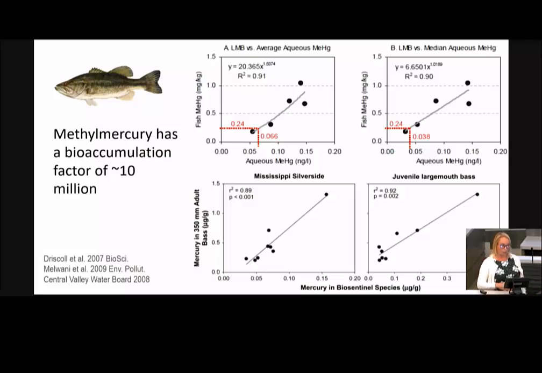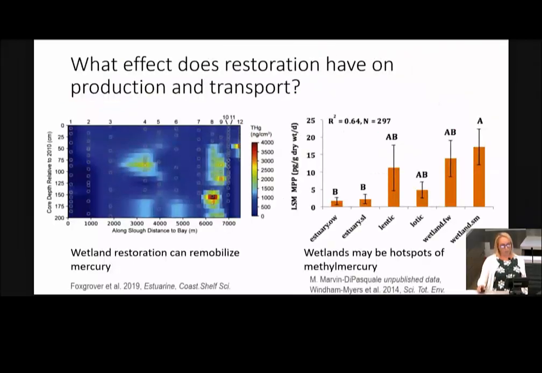And these lower sets of scatter plots come from a paper that shows that juvenile largemouth bass and silverside fish mercury concentrations correlate very well with the bass concentration. So what we're seeing is that these are good indicators of where mercury is entering the food web. There's also been some concern that some of our attempts to restore wetlands around the bay and delta may be increasing mercury transport and potentially serving as production for methyl mercury in these systems.